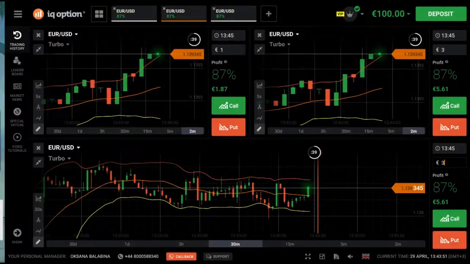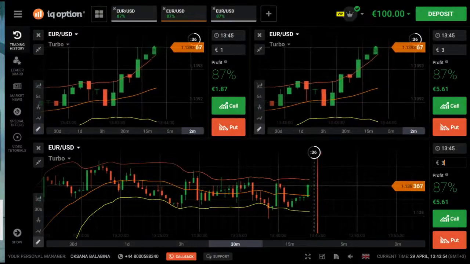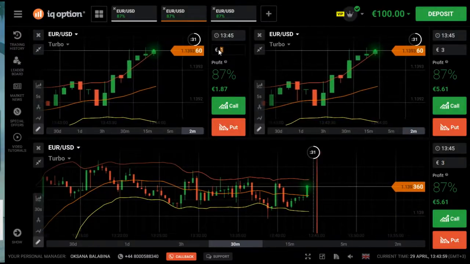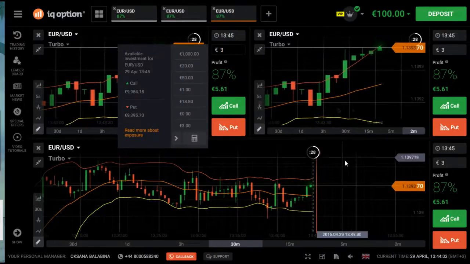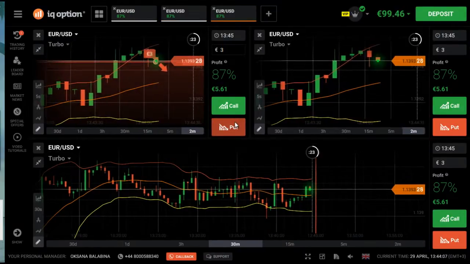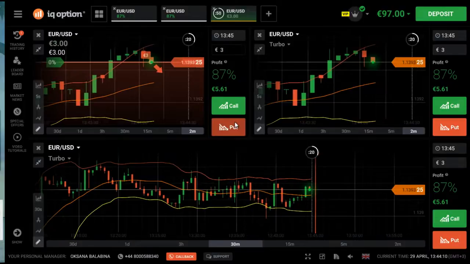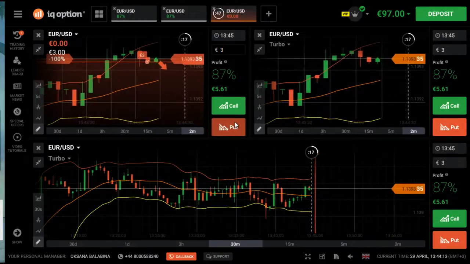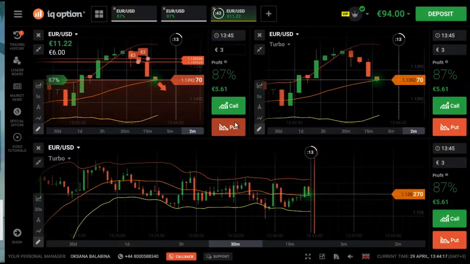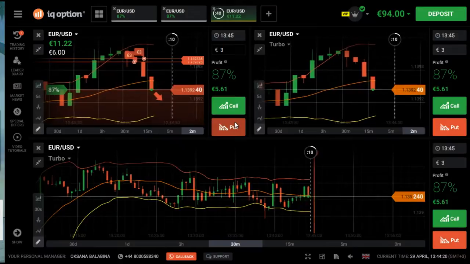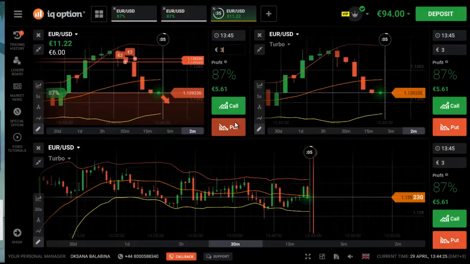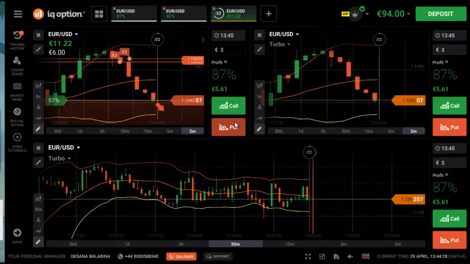Hi everyone, this is a real account with a fresh $100 deposit, and this setup is something I'm experimenting with, having three windows. At the top it's a 5 seconds with a Bollinger Band with 20 period with a deviation of 2, and the bottom is the 30 seconds with the same Bollinger Band.